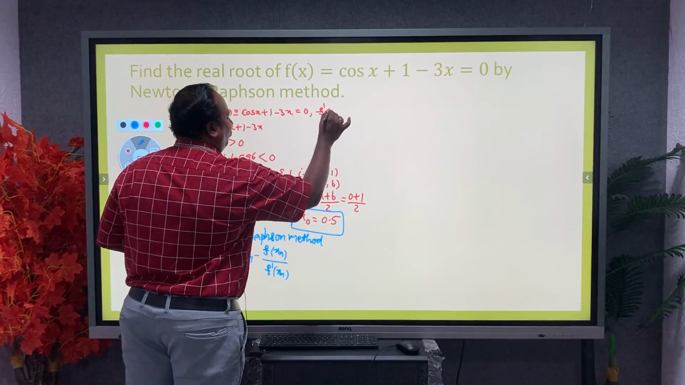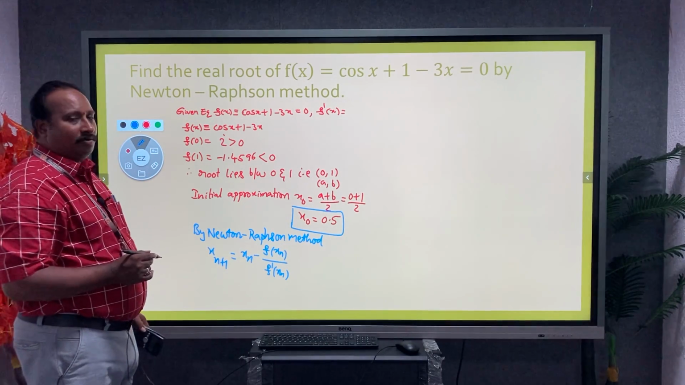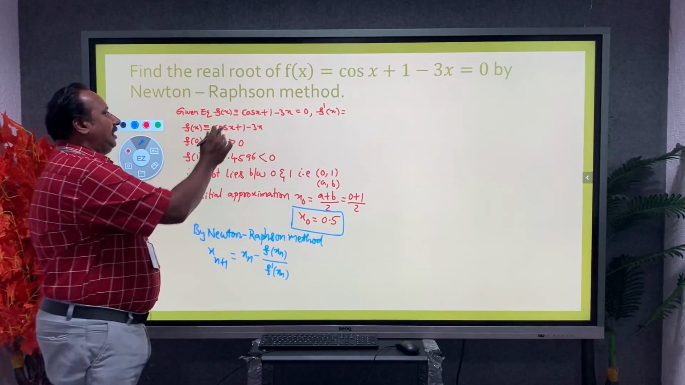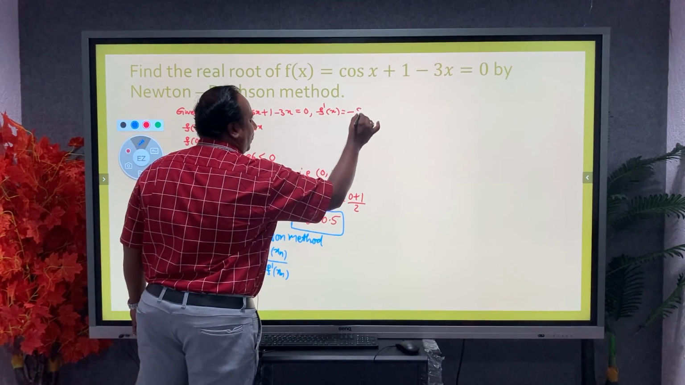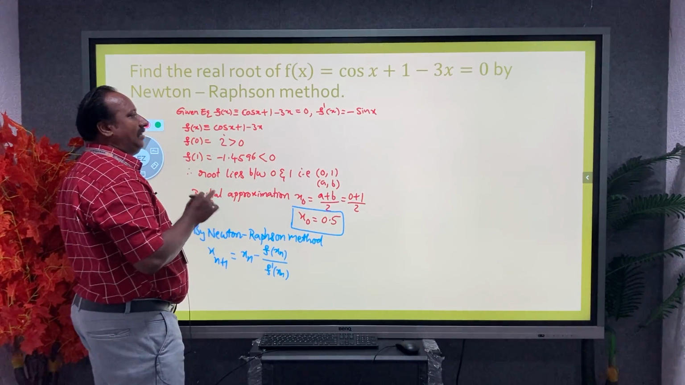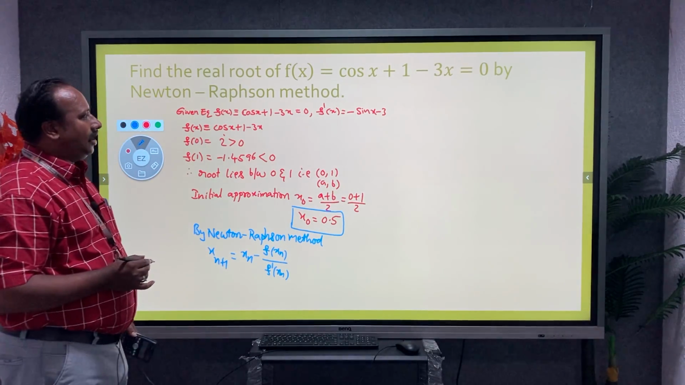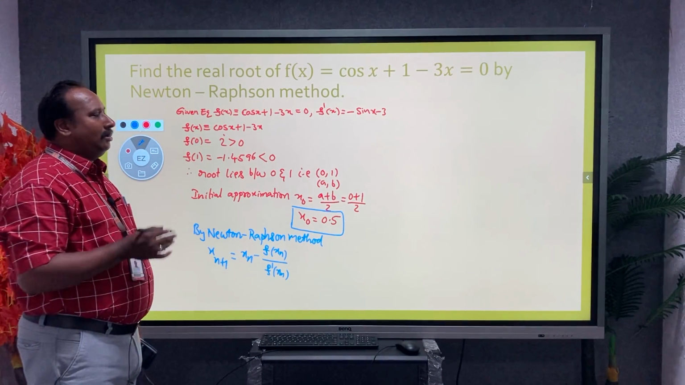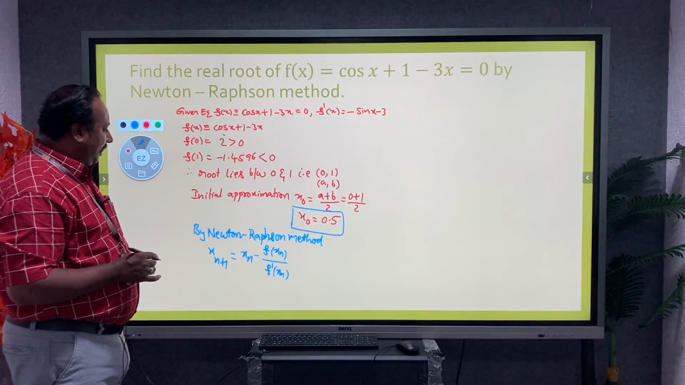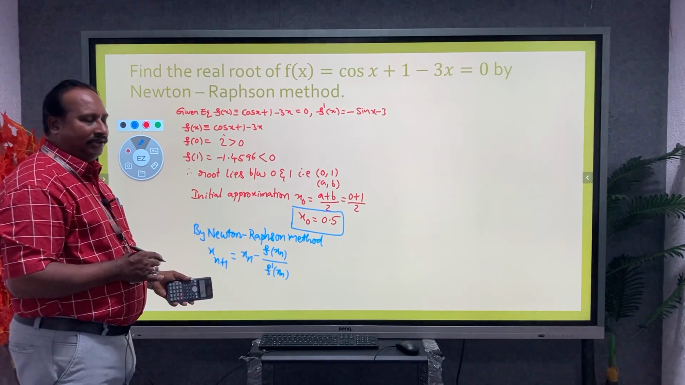Here, what is f of x? F of x is cos x plus 1 minus 3x. The derivative of f of x is f dash of x. Derivative of cos x is minus sin x. Derivative of 1 is 0. Derivative of minus 3x is minus 3. So finally we got f dash of x equal to minus sin x minus 3. Now apply the Newton-Raphson method by putting n equal to 0, 1, 2, 3 and so on.